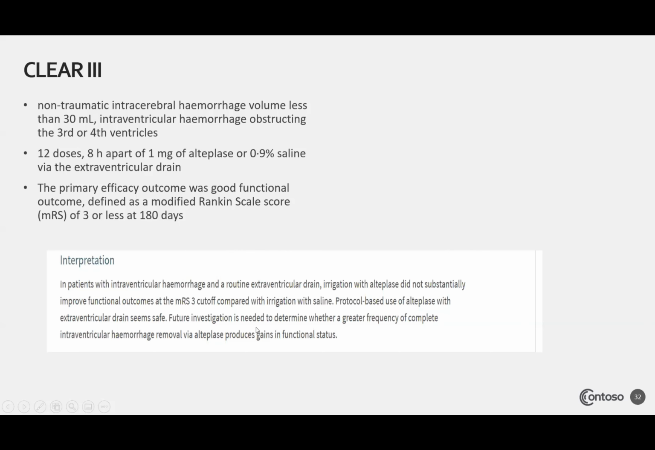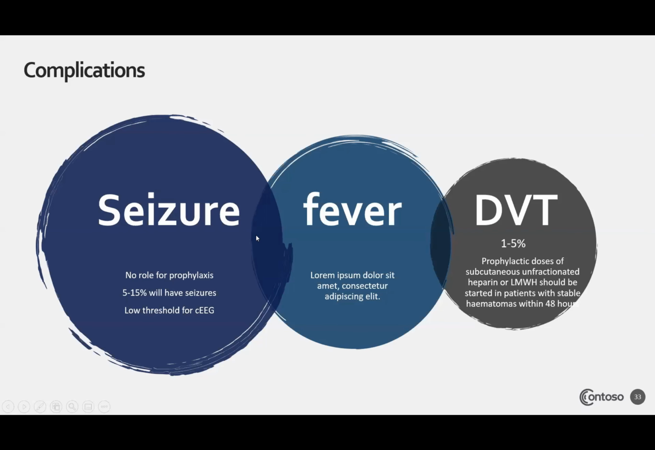Future investigation is needed to determine whether a greater frequency of complete intraventricular hemorrhage removal via alteplase produces a good functional outcome. So till now, it will improve the CT scan for the patient, but for the functional outcome, they cannot prove that it will be improved for this patient. It helped, but to be honest, it helped to discharge patients from ICUs.